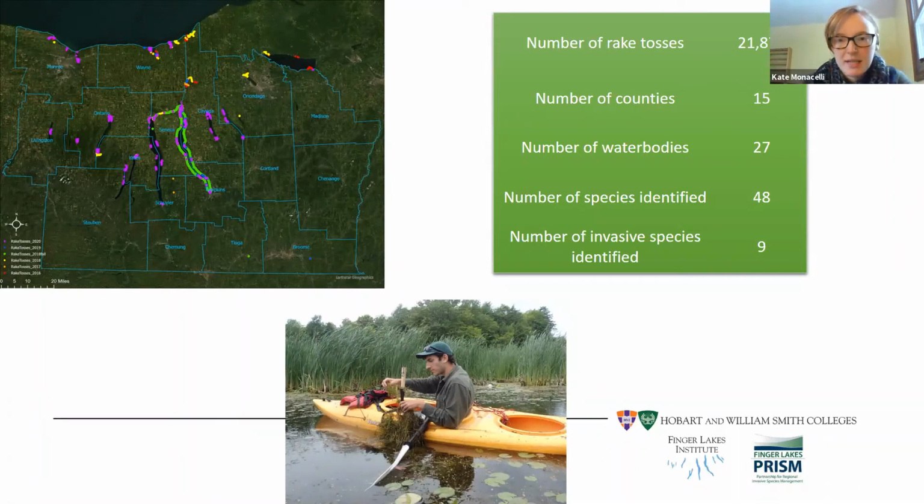So since 2016, we've done almost 22,000 rake tosses in the region. We've been able to sample in 15 of the 17 counties, sampled 27 water bodies. That includes a couple of private ponds where we were confirming whether or not a species was there. We identified 48 species of macrophytes, and 9 of them were invasive.